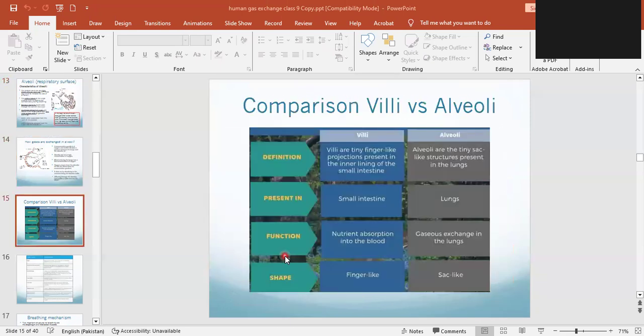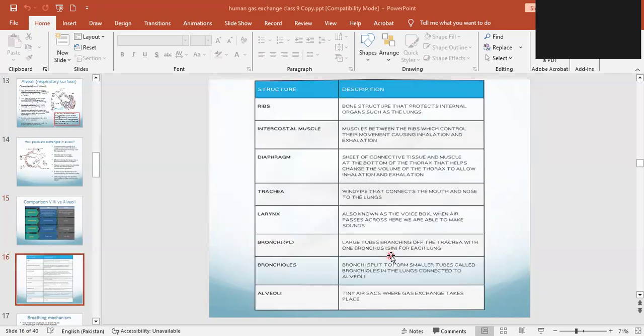So here comes a question: what is the comparison between villi and alveoli? On the basis of definition, villi are finger-like projections present in the small intestine. Alveoli are sac-like structures present in the lungs. Location: villi are present in the ileum, that is the small intestine, and alveoli are present in the lungs. Function: villi absorb the nutrients and alveoli exchange the gases, right? And shape: villi are finger-like and alveoli are sac-like. Okay, this is a comparison.